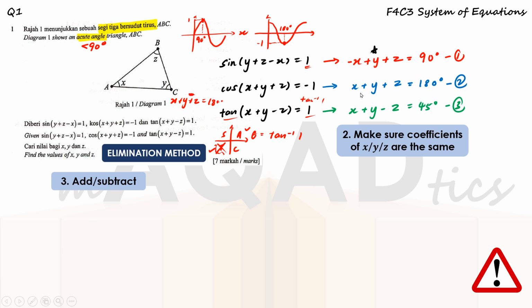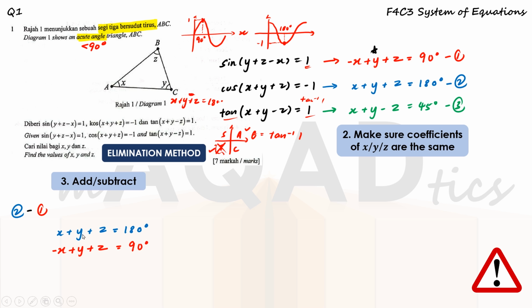Okay, so now going to the third step, from these 3 equations we need to choose 2 out to add or subtract to eliminate y. That is our aim. Okay, so let me give you an example.